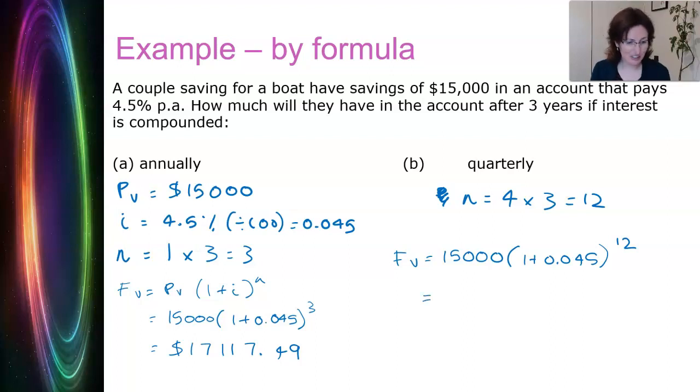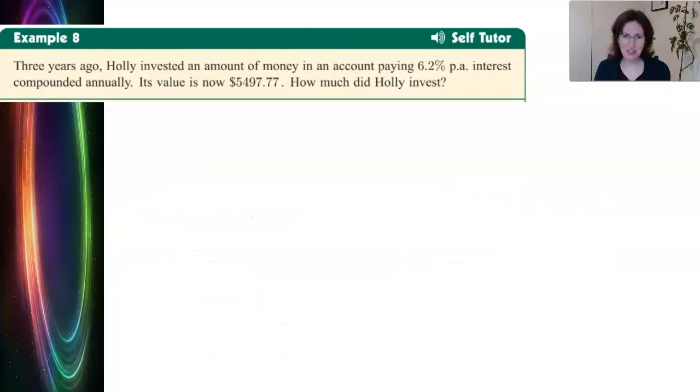You don't technically need a graphics calculator to work this one out. It's $17,155.12. What do you notice? Is one bigger than the other? Yes, this one is, the quarterly. And so that's what we expect to happen. If you compound interest more often, you end up with more interest. So something to note there. Let's do one more together.